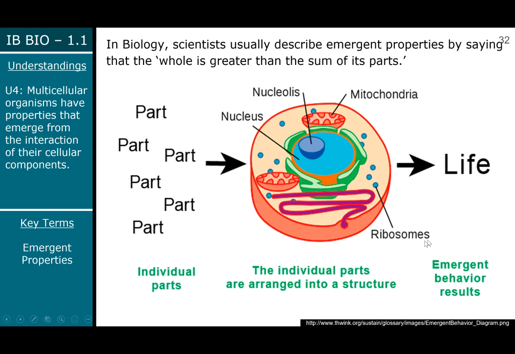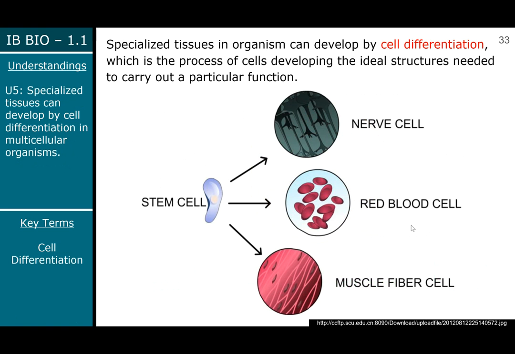You don't get that emergent behavior until you have collections of cells that specialize to do different things, and that is differentiation. So, understanding number 5, specialized tissues can develop by cell differentiation in multicellular organisms. Specialized tissues in an organism can develop by cell differentiation, which is the process of cells developing the ideal structures needed to carry out a particular function.